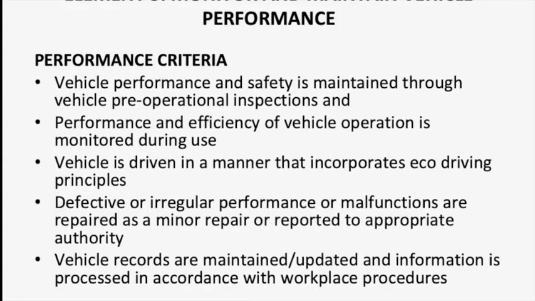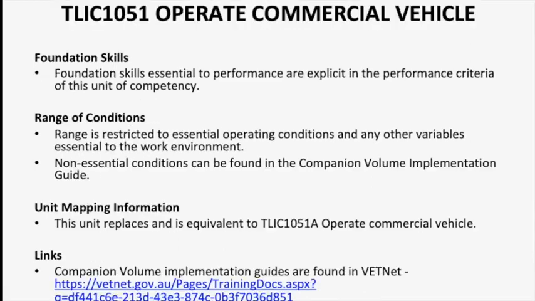Our third element is monitor and maintain vehicle performance. Let's take a look at the performance criteria. Vehicle performance and safety is maintained through vehicle pre-operational inspections, and performance and efficiency of vehicle operation is monitored during use. Vehicle is driven in a manner that incorporates eco-driving principles. Defective or irregular performance or malfunctions are repaired as a minor repair or reported to appropriate authority. Vehicle records are maintained, updated, and information is processed in accordance with workplace procedures.